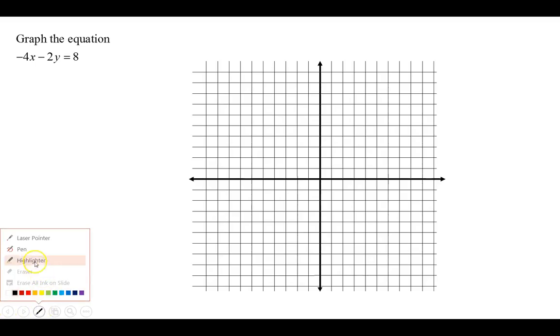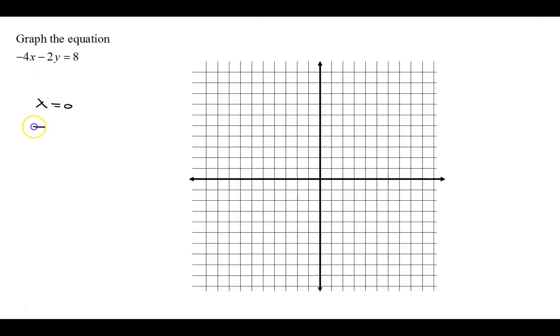And so when x is 0, then we have the equation negative 2y equals 8. Dividing by negative 2, what we get out is that y is negative 4. This means we have the point 0, negative 4. That's our y-intercept. 0, negative 4.